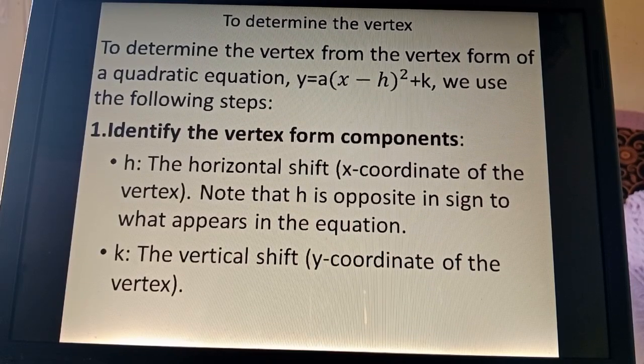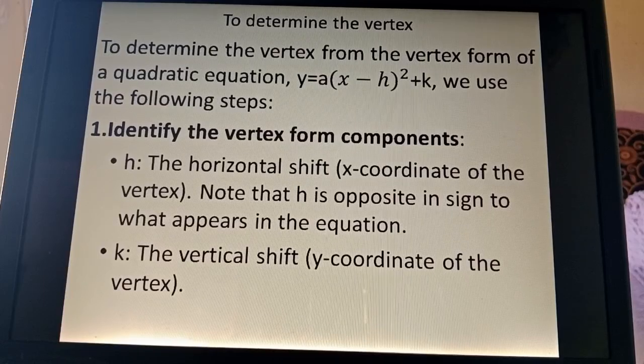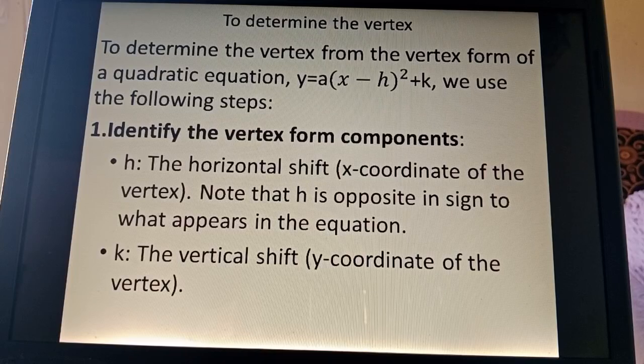To determine the vertex, which I said I would come to earlier, from the vertex form of the quadratic equation, y equals a times (x minus h) squared plus k, we use the following steps. The first step is to identify the vertex form components. h is the horizontal shift, the x-coordinate of the vertex. Note that h is opposite in sign to what appears in the equation. In our case here, the sign was positive, and so h is negative.